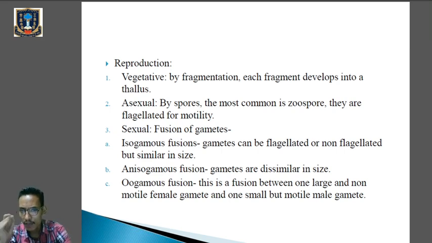So these are the different modes of reproduction in algae, which take place by the vegetative mode of reproduction or the sexual mode of reproduction, and the sexual mode involves isogamous fusion, anisogamous fusion, and oogamous fusion. In oogamous fusion, kindly remember that there will be one large, non-motile female gamete. Non-motile means not able to move, and one small but motile male gamete. Motile means able to move. So here we have finished the different modes of reproduction in algae.